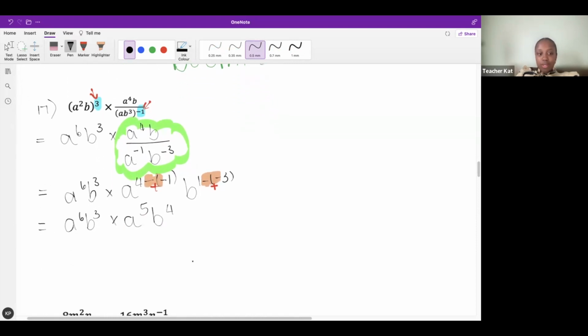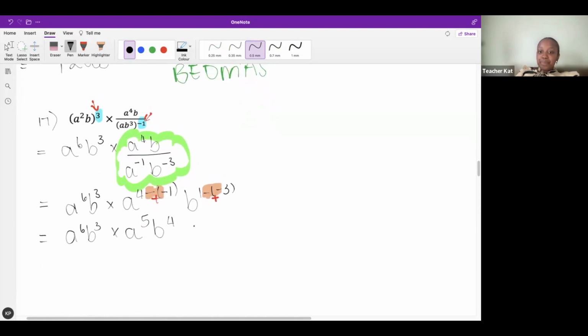So what do we do with my exponents? We add, okay. So it'll be a to the power of 6 plus 5 and b to the power of 3 plus 4. So my final answer is a to the power of 11 and b to the power of 7. Nice.